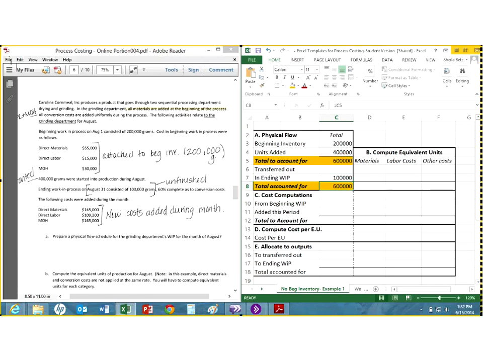So now the only piece I need to answer: we know how much inventory we had to begin with, we know how many units we started, and we know how many units we had left in ending inventory. What we don't know is how many grams of cornmeal they completed. When it says transferred out, that means they completed them and transferred them out. Because I know the total to account for has to equal 600,000, I can back into this number by taking the 600,000 less what we had left in ending inventory and calculate that they completed 500,000 grams of cornmeal. So this answers step A.